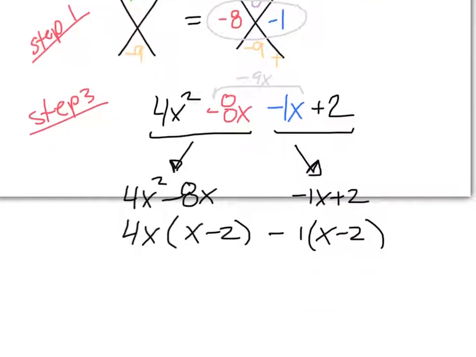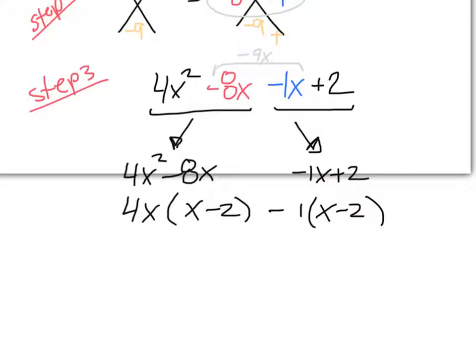Now, again, please be looking at the notes while we're watching this because it's going to get a little intricate, a little complicated. We have 4x right here and a negative 1 right here, and we have x minus 2 and an x minus 2 over here. Here is the last and final step.